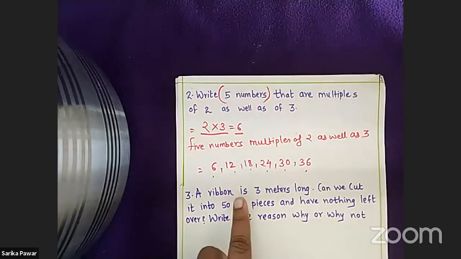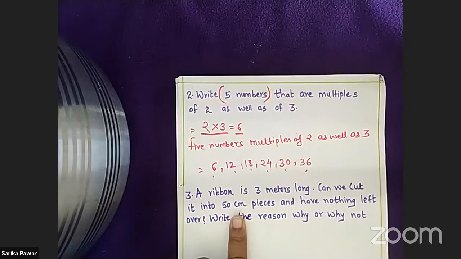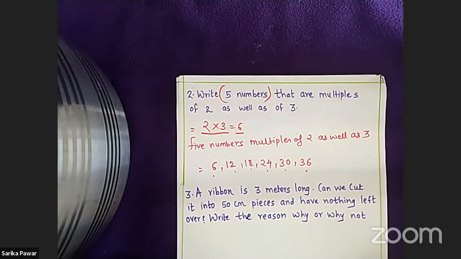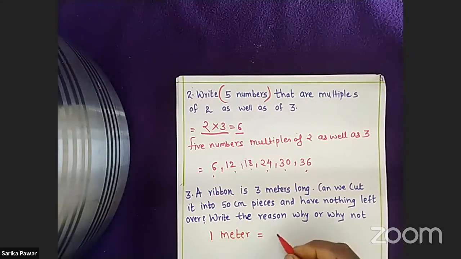A ribbon is 3 meters long. Can we cut it into 50 centimeter pieces and have nothing left over? Write the reason why or why not. So first of all, we have to learn the concept of meter and centimeter. Here is the conversion: 1 meter is equal to 100 centimeters.